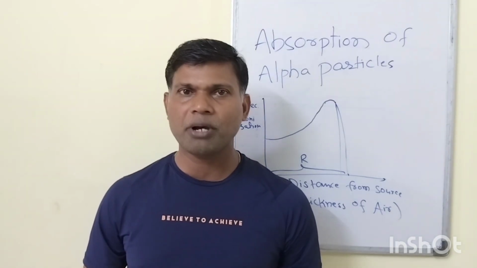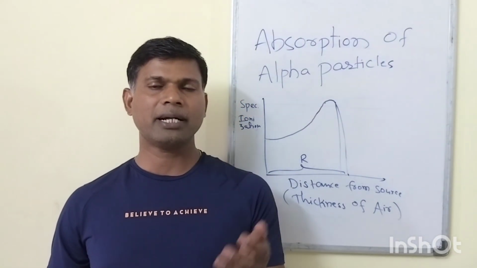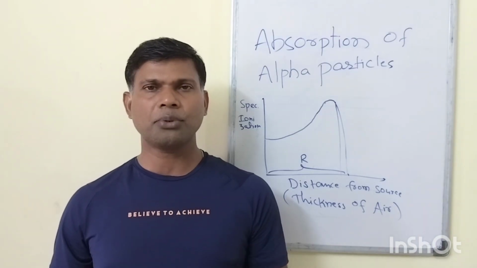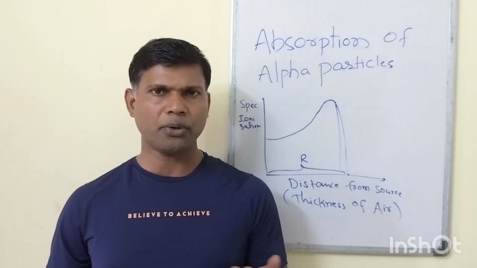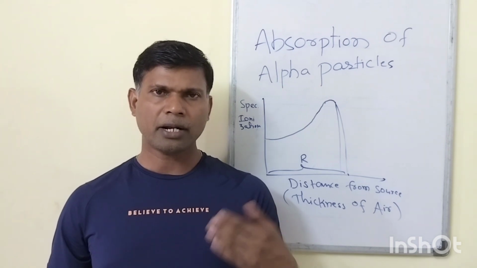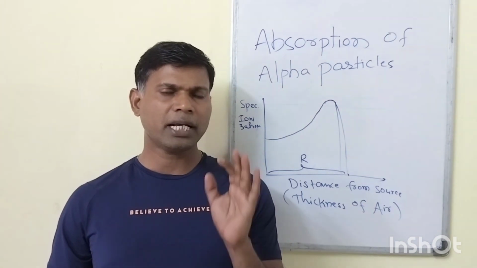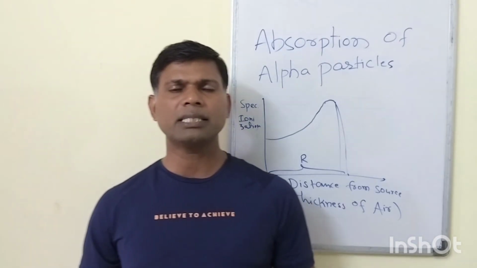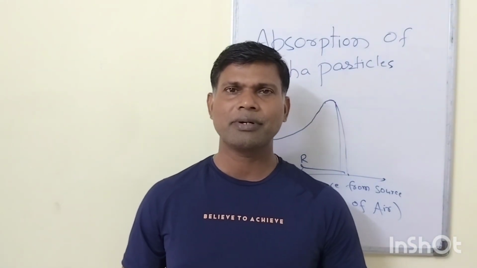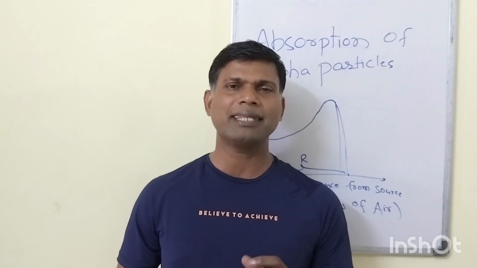And some more information I want to tell you. If you take different types of radioactive nuclides like thorium, uranium and polonium, they undergo alpha decay. Each radioactive nuclide has its own half-life. What is the relation between half-life and the range?